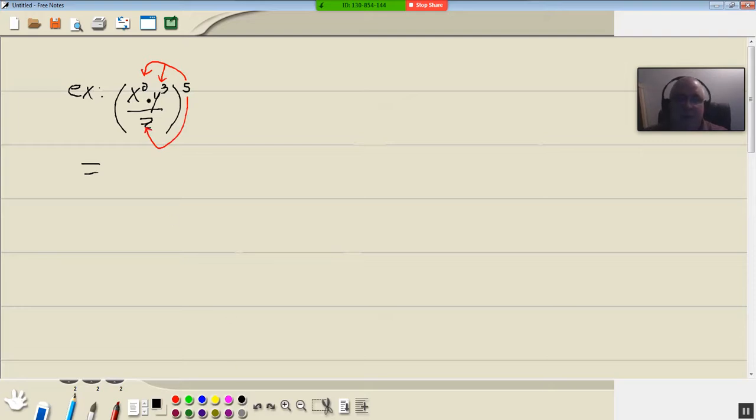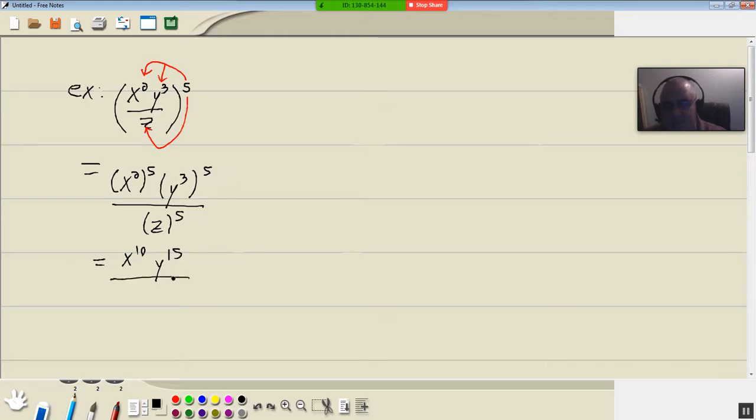We're talking what's separated by multiplication and division is what you take to the power. So we're going to have x squared to the fifth power. We'll have y to the third to the fifth power. And we'll have z to the fifth power. Now when you raise one exponent to another exponent, you multiply them together. So 2 times 5 is 10. So we're going to have x to the 10th. Y to the third raised to the 5th. 3 times 5 is 15. So we're going to have y to the 15th.